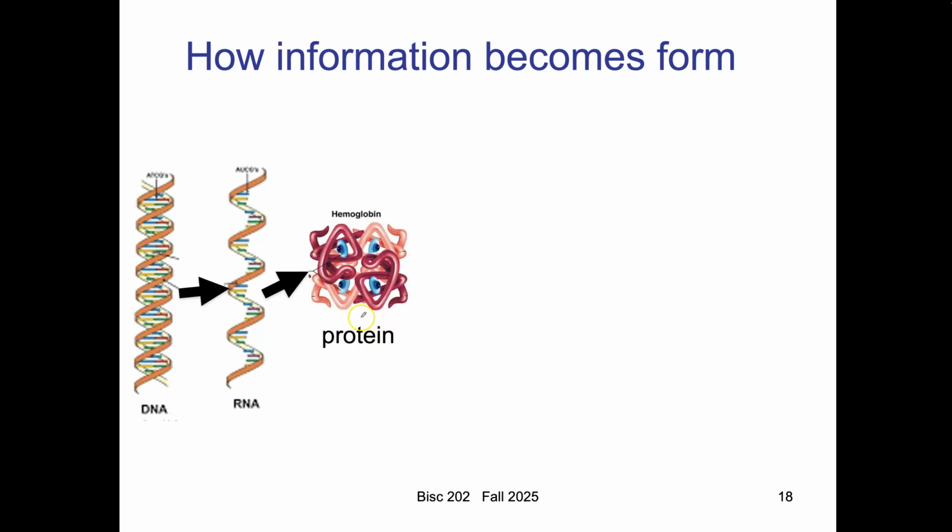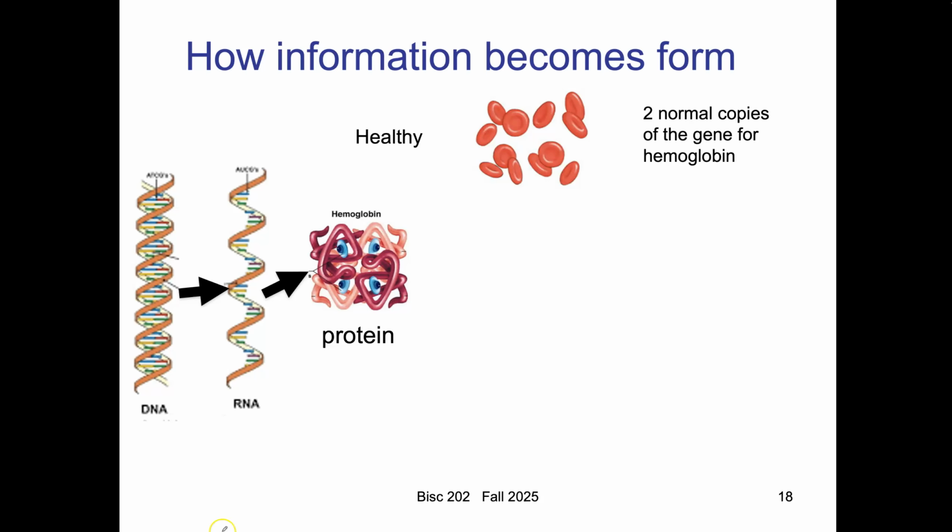And in the case of hemoglobin, it produces a protein that is found in red blood cells and is responsible for binding oxygen molecules and carrying the oxygen around your body. If you're taking 205 or have taken 205, you'll learn more about that. You've probably learned about it to some extent already in other courses. So if you have normal copies of both of the genes, you get the normal hemoglobin protein. The molecule folds up properly.